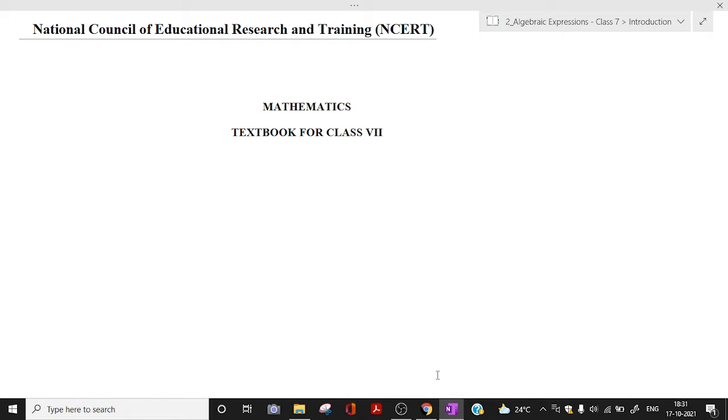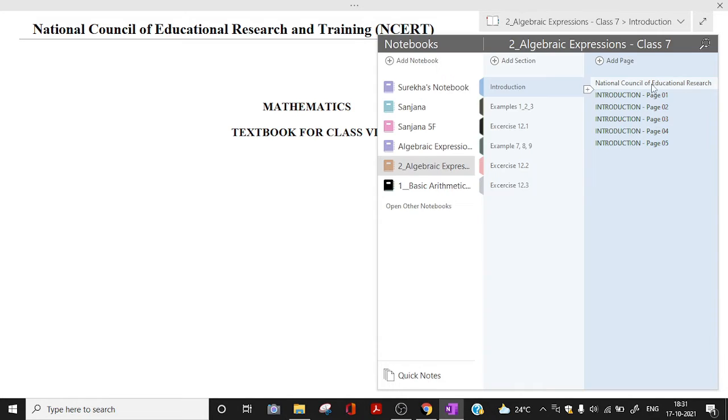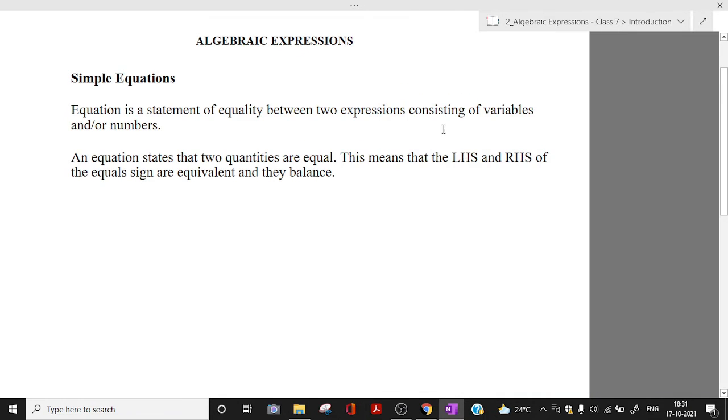Today let us go ahead and study algebraic expressions. Now before looking into algebraic expressions, let us quickly go through what we mean by equation. An equation is a statement of equality between two expressions consisting of variables and or numbers. An equation states that two quantities are equal. This means that the left-hand side and the right-hand side of the equals sign are equivalent and balanced.